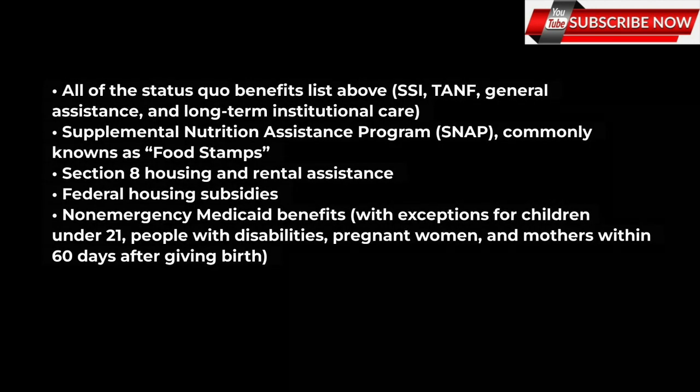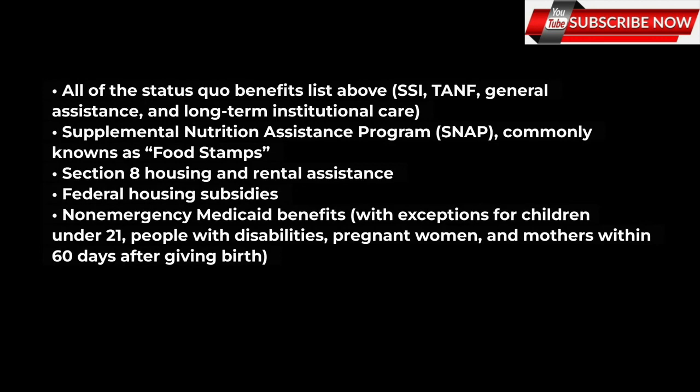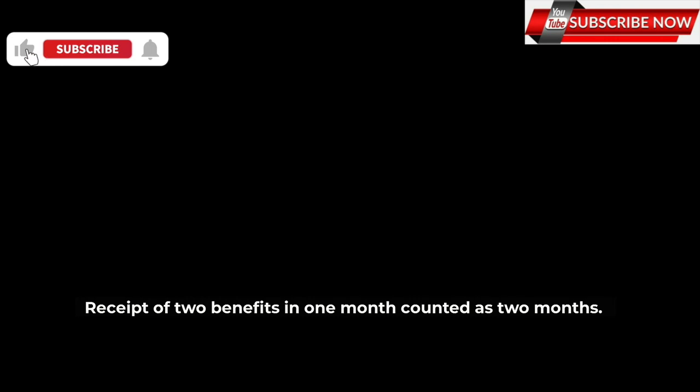All of the status quo benefits listed above: SSI, TANF, General Assistance, and Long-Term Institutional Care; Supplemental Nutrition Assistance Program, SNAP, commonly known as food stamps; Section 8 Housing and Rental Assistance; federal housing subsidies; and non-emergency Medicaid benefits, with exceptions for children under 21, people with disabilities, pregnant women, and mothers within 60 days after giving birth. A public charge denial would be triggered if someone received one or more of the above public benefits for more than 12 months in aggregate within any 36-month period. Receipt of two benefits in 1 month counted as 2 months.